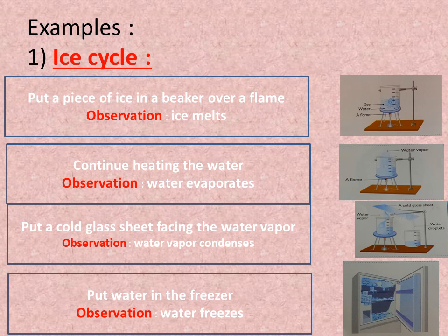Examples of physical changes. Number one, ice cycle. To show that ice cycle is a physical change, we need a beaker, pieces of ice, a flame, and a cold glass sheet. Step number one, we put a piece of ice in a beaker over a flame. We notice that ice changes to water by heating, so ice melts. This process is called melting. Matter changes from one state to another, from solid to liquid.